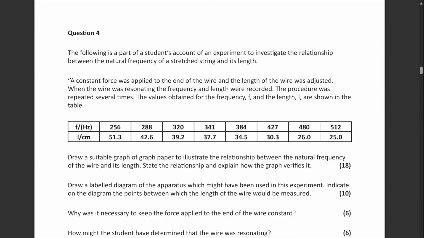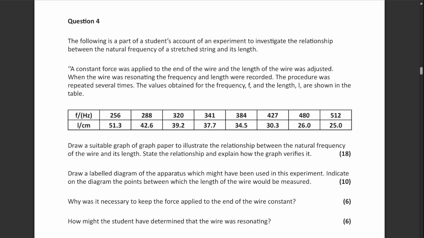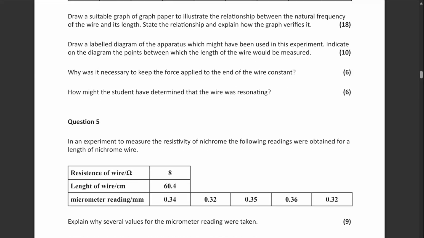Question 4: natural frequency and its length, constant force. Yep. Draw a suitable graph on graph paper. I have to say I didn't actually look at the errata on this, so I'm probably going to have a look at it after, just to see how many mistakes I've actually missed in here as well. But I've seen a couple here. Relationship graph verifies it. Yeah, as frequency goes up, the length goes down. Yeah, because it's f = 1/2L times the square root, so as f goes up, L has to go down as a result. Okay. Ooh, what's going on here? Why the sudden font change?